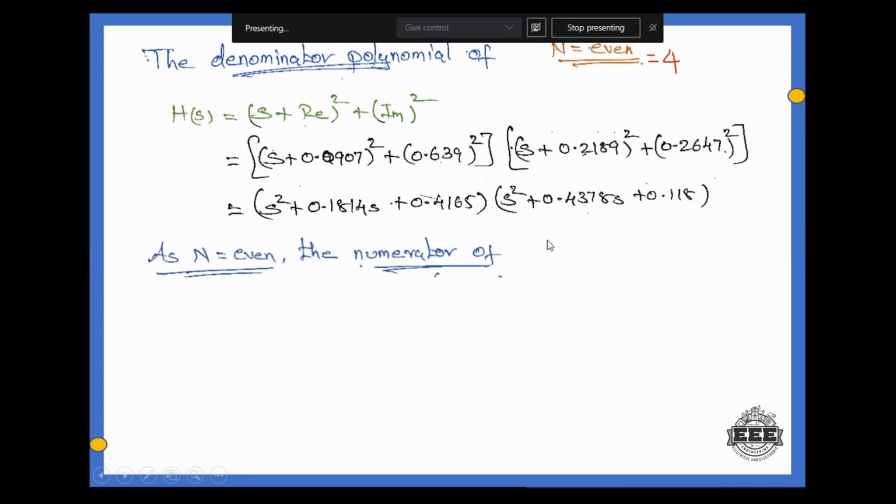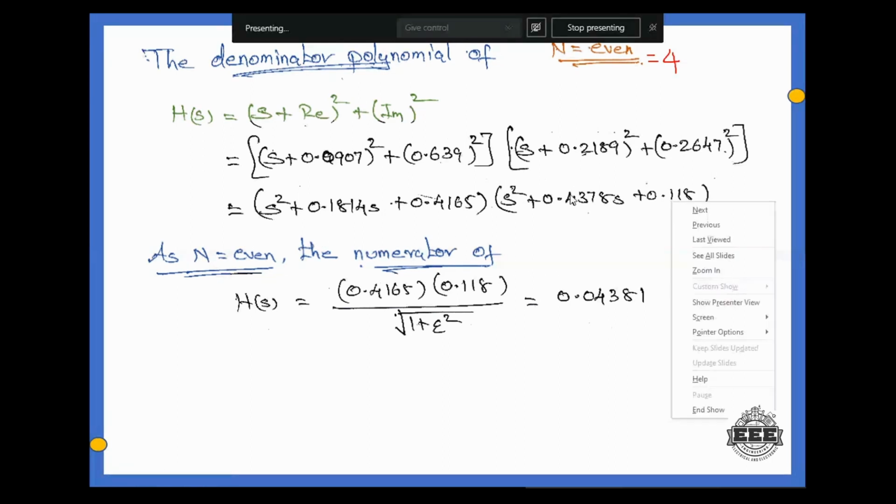Then we need to determine the numerator value. To determine the numerator value, this is an even sum. So what we have to do is substitute s equal to 0 in the denominator, then divide the answer by root of 1 plus epsilon square. If you substitute s equal to 0, then the s square terms get cancelled, and similarly this also gets cancelled. So for this, we are getting that value, h of s, here.